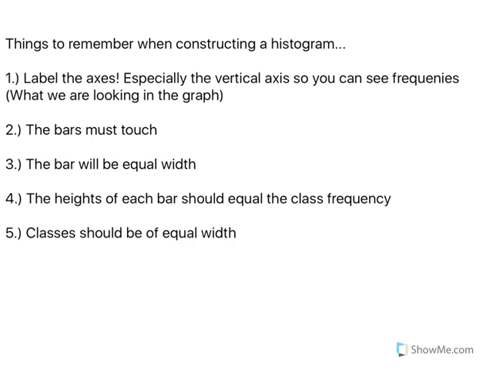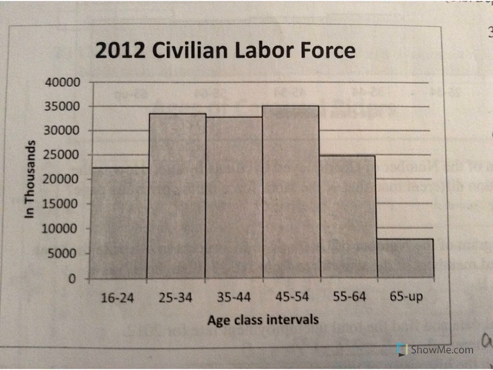The bars are going to be equal width. They're going to be equal width because the classes are going to be of equal width. So I guess 3 and 5 kind of go together, and that's important. And the height of each bar should equal the class frequency. So the height of the bar is going to kind of tell you how many times that class occurs, if you will.